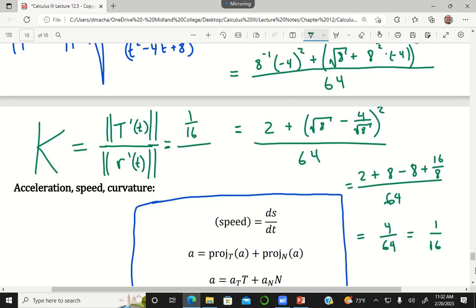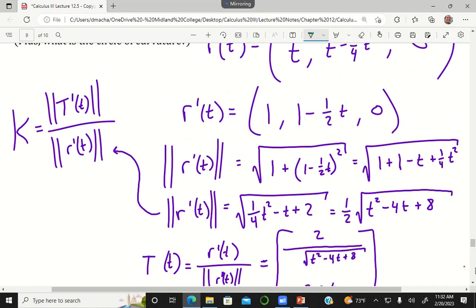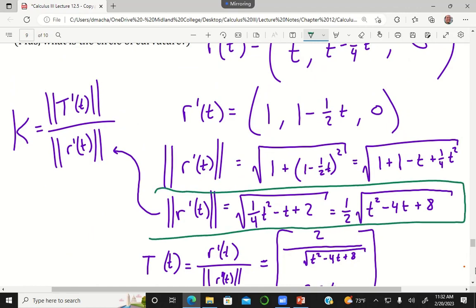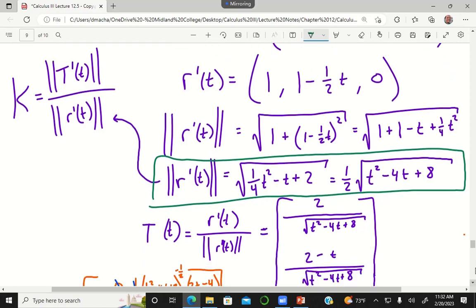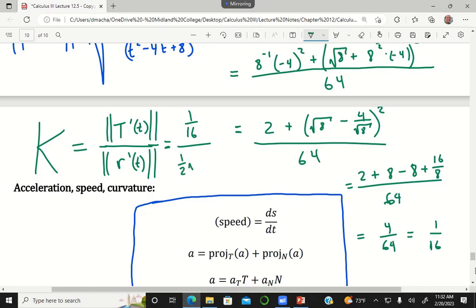Okay, what about r prime of t? What if I plug in t equals 0 to my r prime of t equation right here? This is what we're looking at. If t is equal to 0, this is 1/2 times square root of 8. And that would be my curvature. Multiply the top and bottom by 2, and I would get 1 over 8 divided by square root 8.